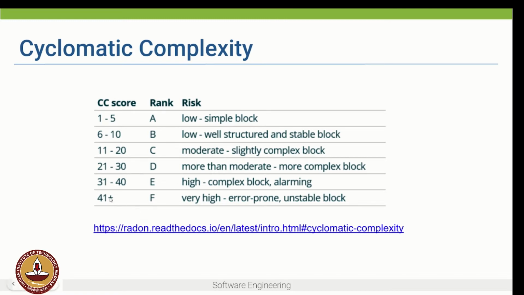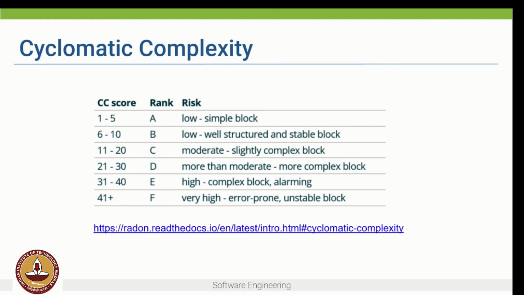For example, if a single function has a CC score of more than 41, this means that there are around 41 conditions happening inside a single function, and hence this makes it very highly error prone and unstable. The way to reduce the cyclomatic complexity is to split this function into multiple functions and do some refactoring.